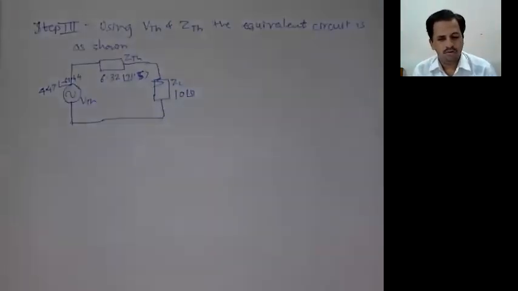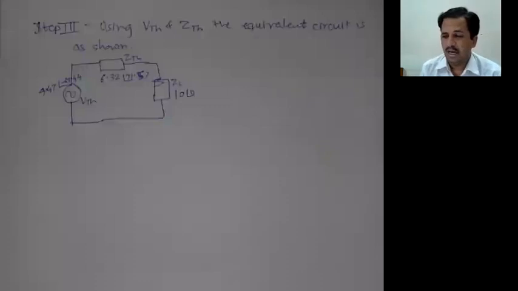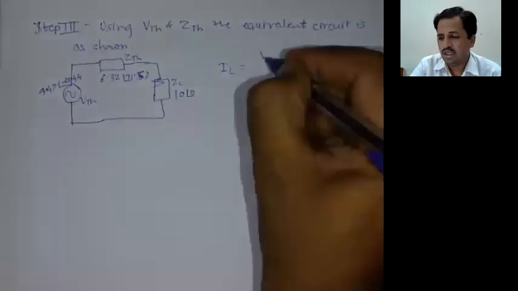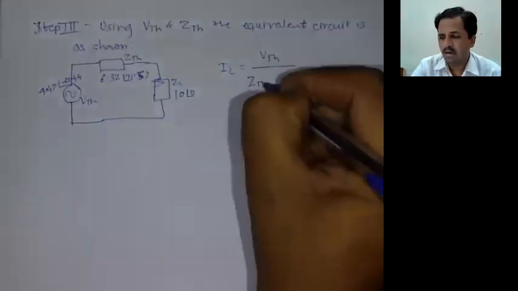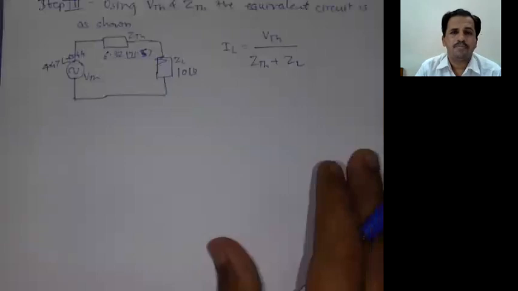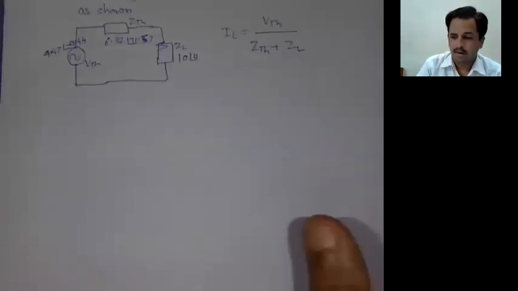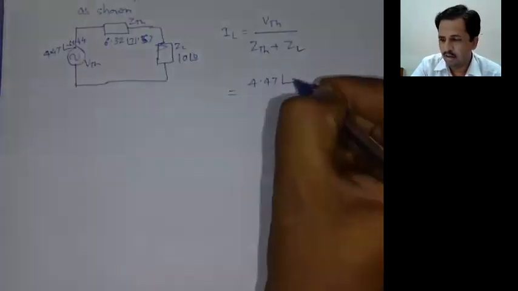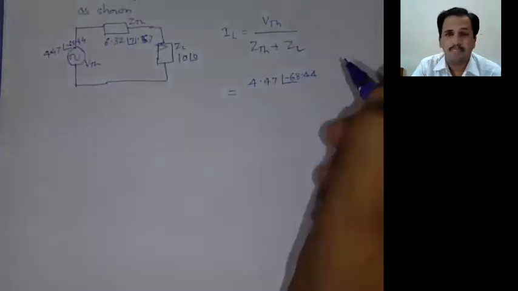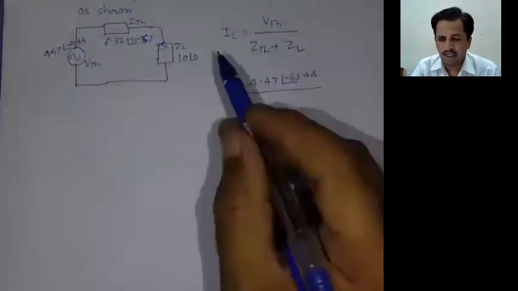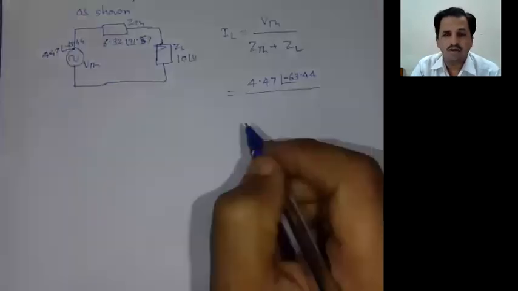Now for this circuit, we have to obtain the equivalent current flowing through the circuit. We write IL equal to VTH, that is the Thevenin equivalent voltage, divided by ZTH plus ZL, that is the impedance values. Now these quantities: 4.47 with angle minus 63.44 upon ZL plus ZTH. These quantities are required in the same format so that the addition can take place.